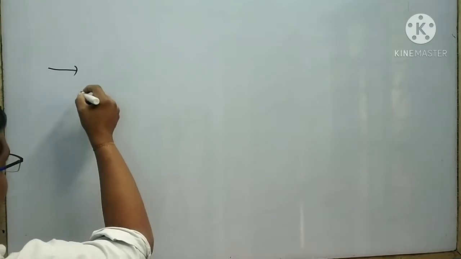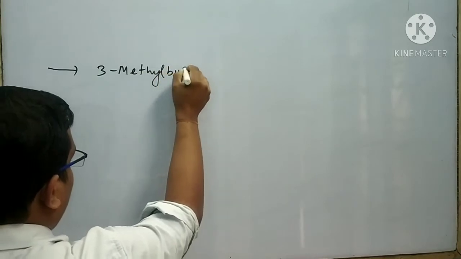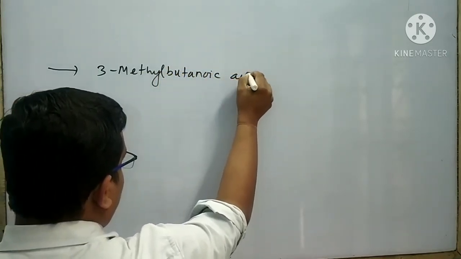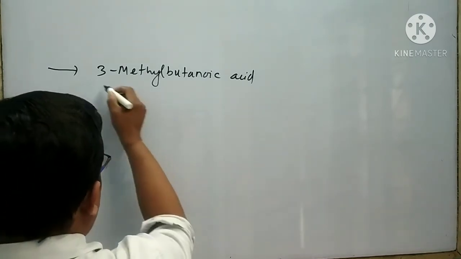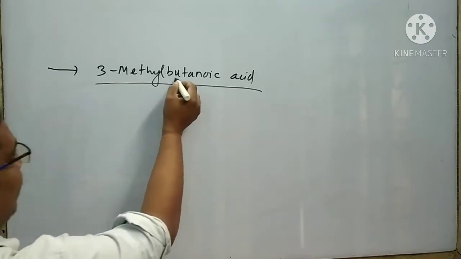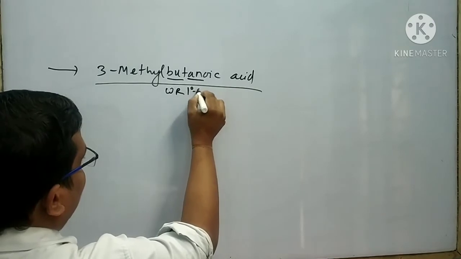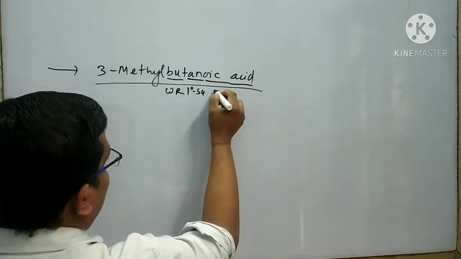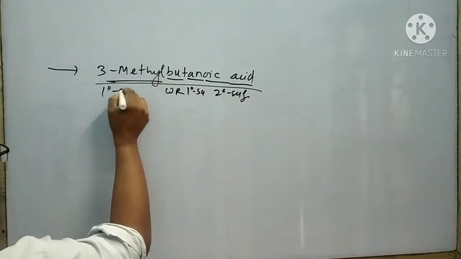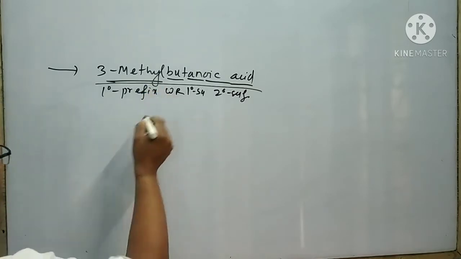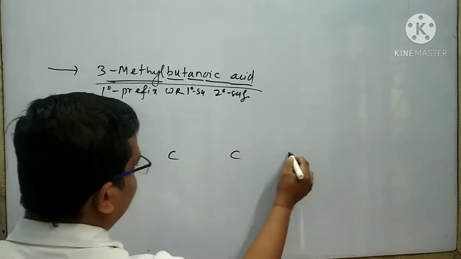Suppose an organic compound is given, that is 3-methylbutanoic acid. Tell me what will be the structure of this organic compound. But is the word root, an is the primary suffix, oic acid is the secondary suffix, and this part is said to be the primary prefix. From the word root I can write 4 carbons like this.